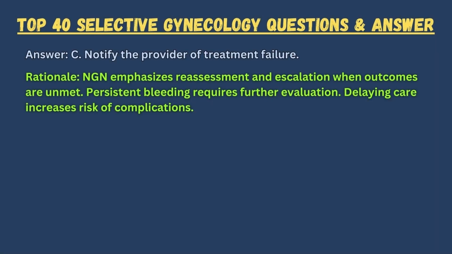Answer: C. Notify the provider of treatment failure. Rationale: NGN emphasizes reassessment and escalation when outcomes are unmet. Persistent bleeding requires further evaluation. Delaying care increases risk of complications.